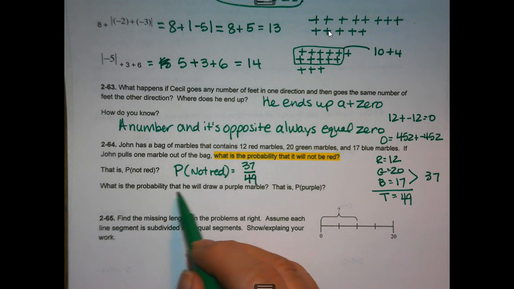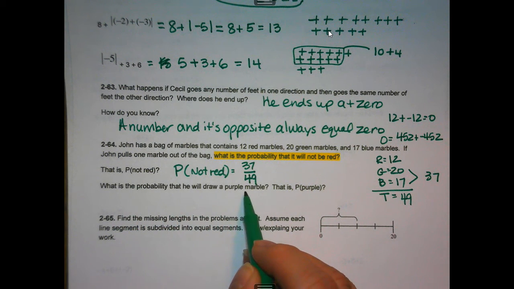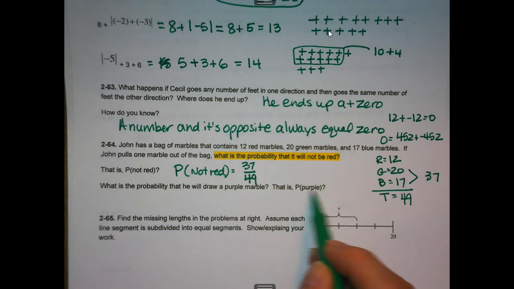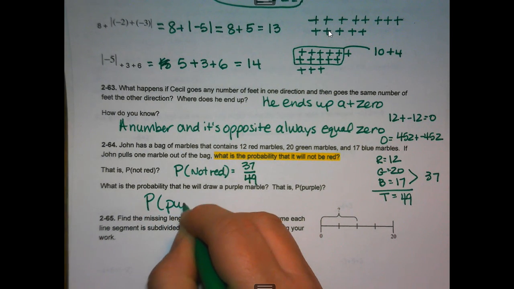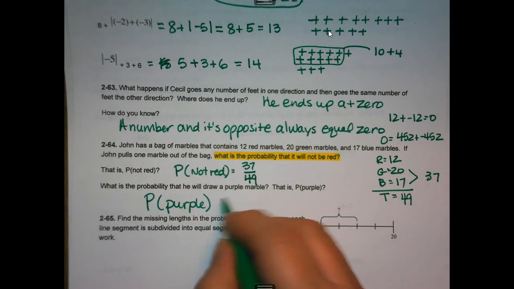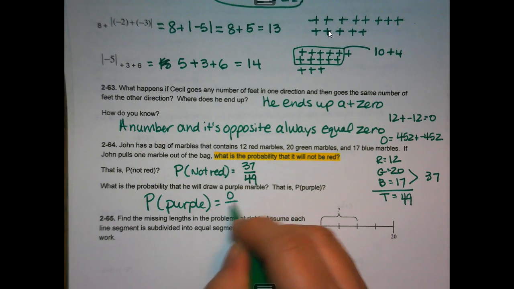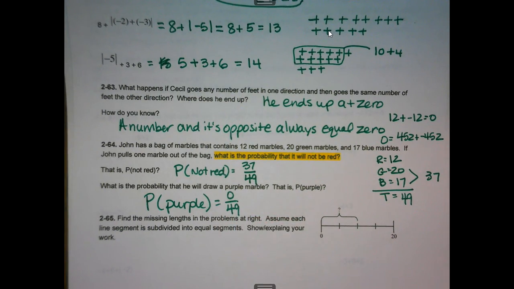What is the probability that he will draw a purple? Well, the probability of purple is 0 out of 49.